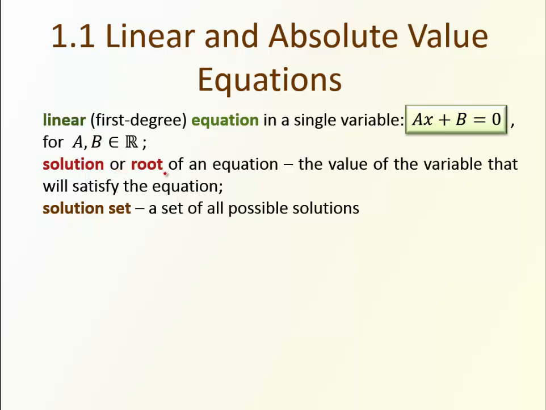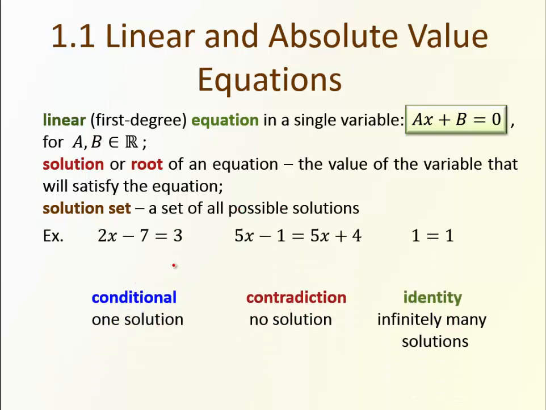Solutions or roots of such an equation are the values of the variable that will satisfy the equation. So if I can replace x by a certain value such that this equation will be true, then this particular value will be called a solution or a root of this equation. Solution set is the set of all possible solutions. So if we don't have any solution, the solution set would be an empty set. If we have one solution, the solution set will be composed of this particular one. But we can sometimes have more solutions.